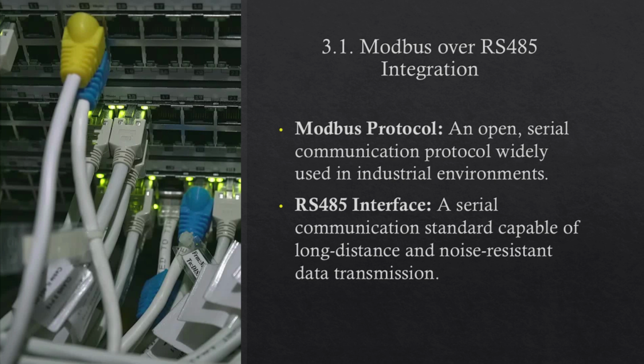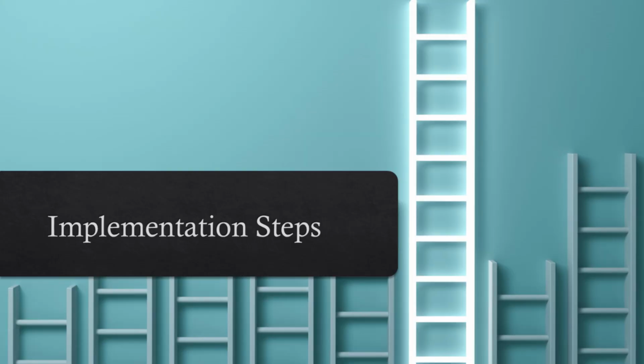Modbus is an open, serial communication protocol that's widely used in industrial environments due to its simplicity and reliability. It allows multiple devices to communicate over a single network, making it ideal for connecting various sensors and machines. The RS485 interface complements Modbus by providing a robust serial communication standard capable of long-distance and noise-resistant data transmission. This is especially important in industrial settings where electrical interference is common.